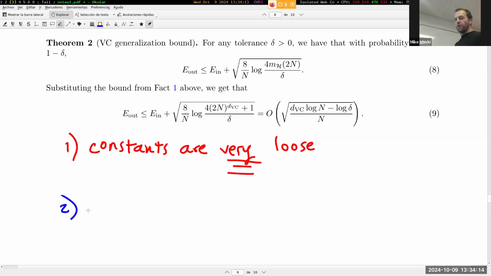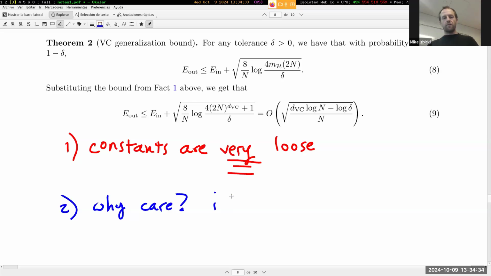The other thing is, why do we care about these bounds if these constants are so loose? Why do we care? The first reason that we've talked about, reason number one, is just that it proves that learning is possible at all.